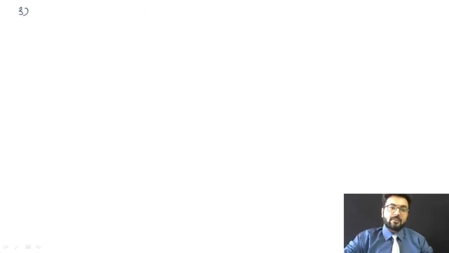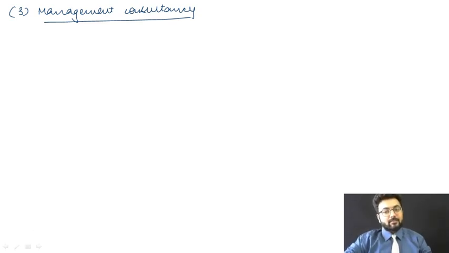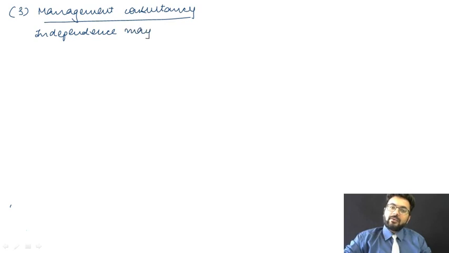Talking about the third point, which is all about management consultancy. Although an auditor cannot render such kinds of services, these services have been prohibited as per section 144 of the Companies Act. But when it comes to firms, such services can be given. So independence may be compromised if a course of action is required from the client's perspective when it comes to management consultancy. So you can write it as independence may be compromised. I will explain everything.